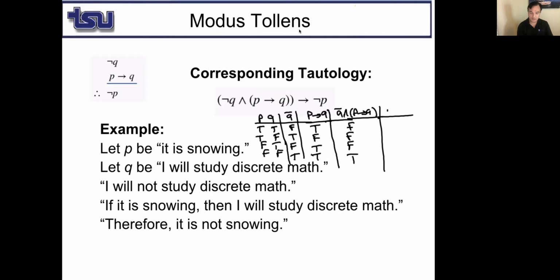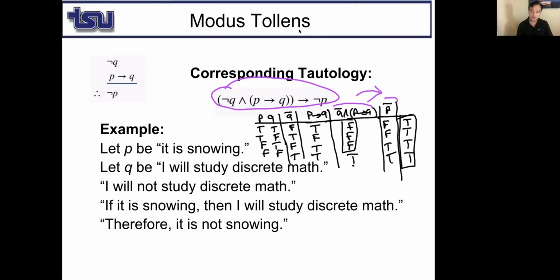Okay. And then we have not P. Not P will be the opposite of P: false, false, true, true. And then finally, we have this whole statement here, and we are going to connect this with this via the conditional connective. If the premise is false, no matter what the second one is, it's always true. And when the premise is true, the conclusion is true, so it must be true. So that's a tautology, okay?